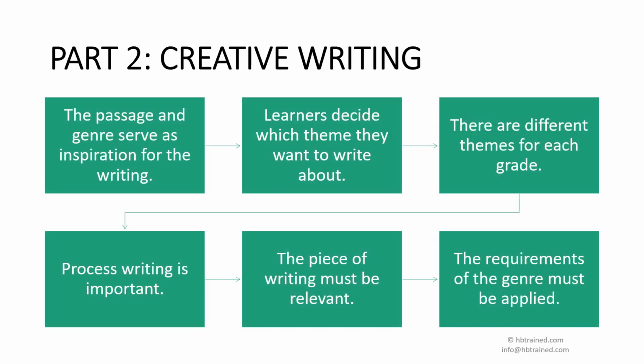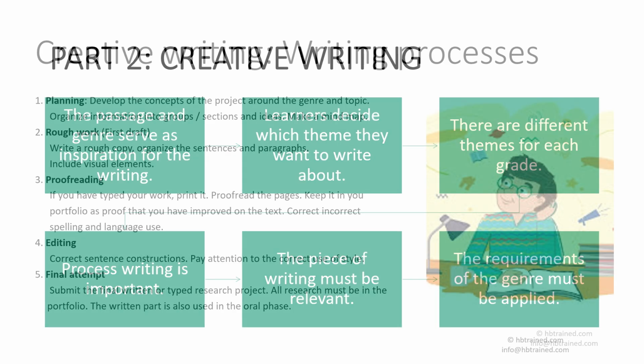Part 2. Creative writing. The passage and genre serve as inspiration for the writing. Learners decide which theme they want to write about. There are different themes for each grade. Process writing is important. The piece of writing must be relevant. The requirements of the genre must be applied.